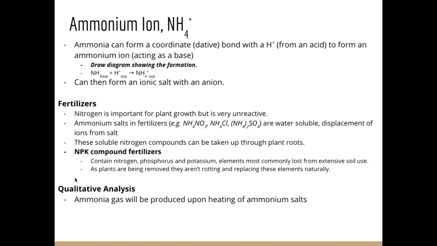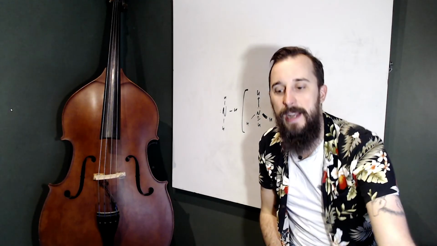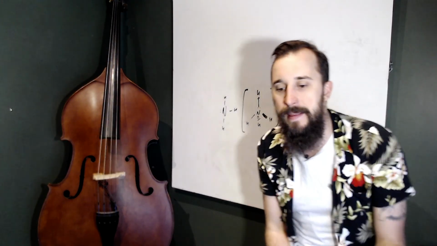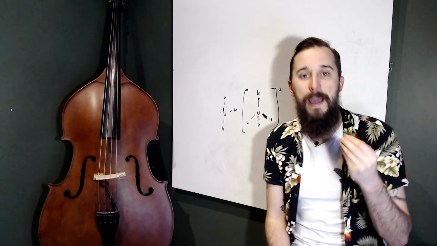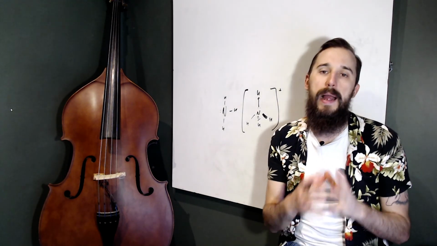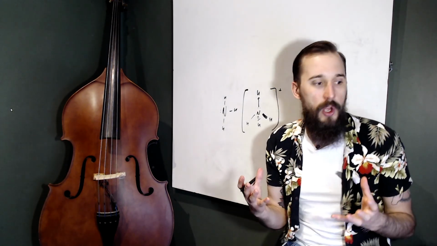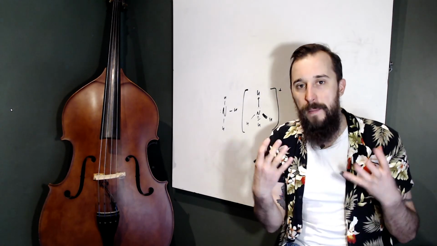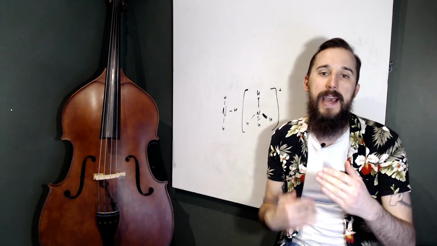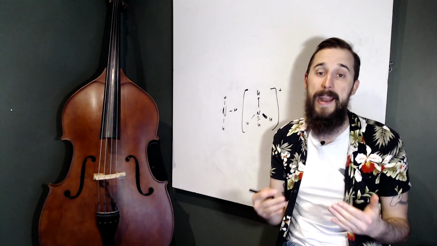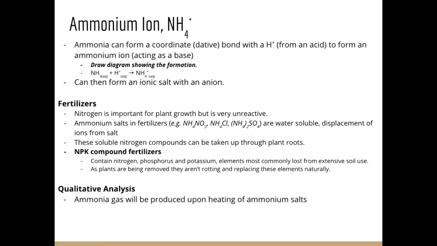We can also do a qualitative analysis. We talked about qualitative analysis in the previous lesson. These are experimental chemical tests we can do to identify unknown compounds. So we can do a qualitative analysis for an ammonium ion, and if we see a certain result, we can infer that our unknown has an ammonium ion. And what we do is we heat up the unknown, and if we see ammonia gas being produced, we can infer that that's come from ammonium.